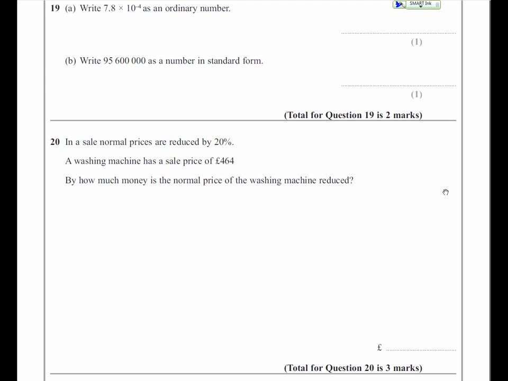7.8 times 10 to the minus 4 is an ordinary number, so I reckon your calculator is just going to give you that. Should we try a cheat? 7.8 times 10 to the power of minus 4. Yours might do, I don't know if mine does. So the cheat doesn't work because it just gives you that on the screen. Unfortunately, you can try it on yours, see if it works.